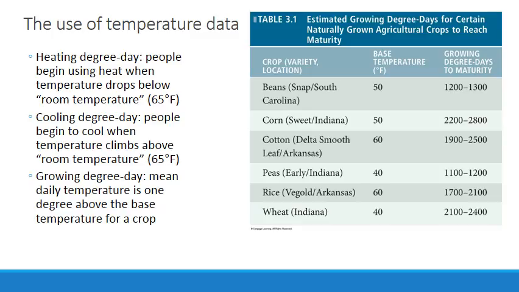For example, the base temperature for sweet corn is 50 degrees, and for peas, it's 40 degrees. Thus, on a day when the mean temperature is 75 degrees, the number of growing degree days for sweet corn is 25, and the number for peas is 35. Starting with the onset of the growth season, the daily growing degree day values are added. So if 2,000 growing degree days are needed for a crop to mature, it should be ready to harvest when the accumulation reaches 2,000.